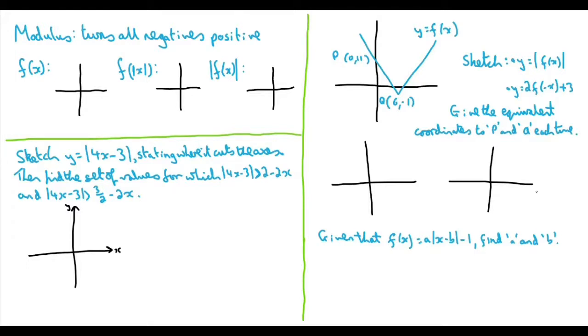So, fundamentally, the modulus is something which turns all negatives positive. So if we were to have a graph here, let's just say it was a straight line graph doing this, right? Now the modulus we're going to represent by putting 2 vertical lines on either side of whatever thing we are making all positive.